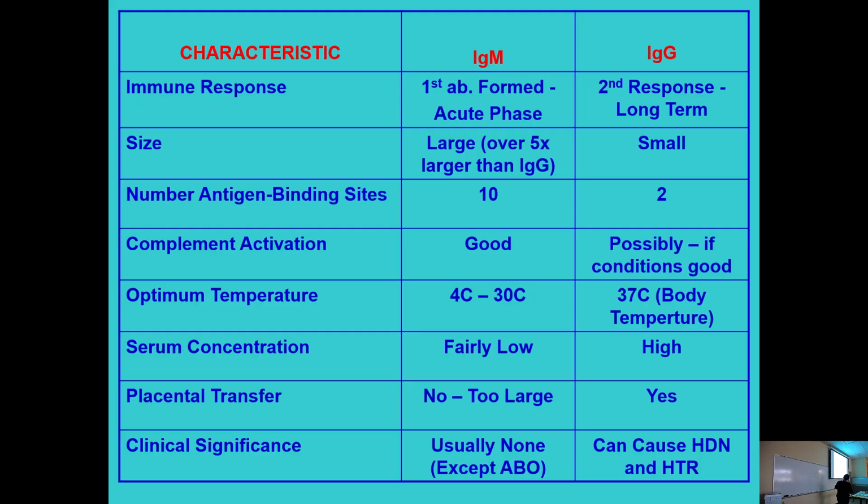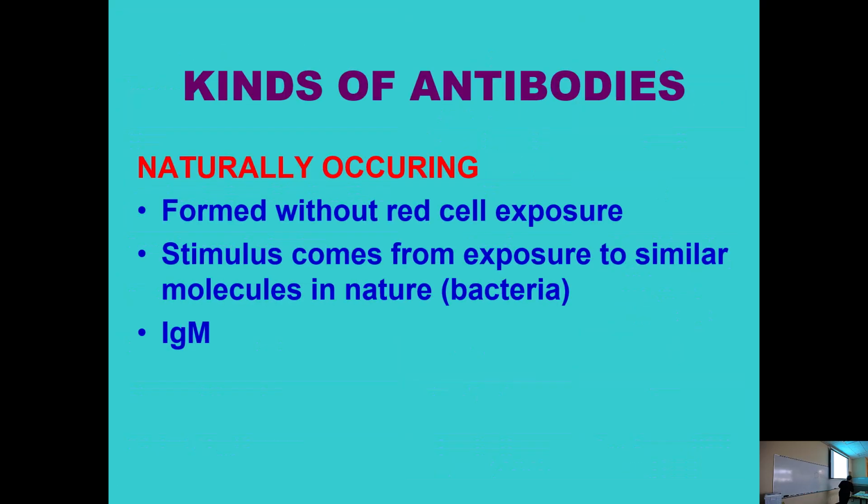Clinical significance, usually IgM doesn't have much clinical significance because it's too big to cross the placenta and it likes it so much colder, so it's not going to react much at body temperature, it's just going to be hanging out. The exception is your ABOs. Serum concentration of IgG is high, it does cross the placenta because it's so small, and it can cause hemolytic disease in the newborn and hemolytic transfusion reactions, so the clinical significance is a lot higher.